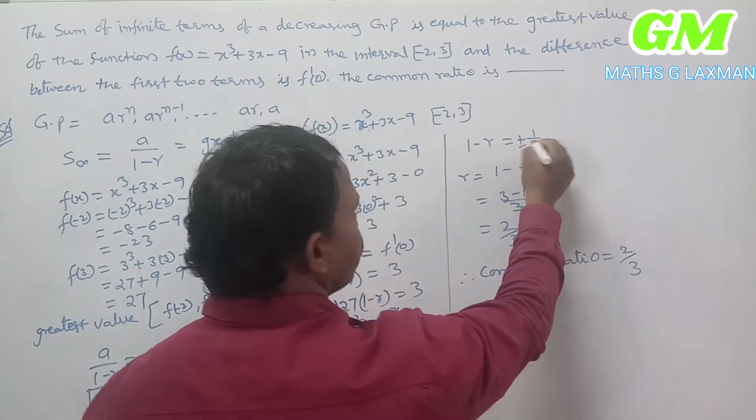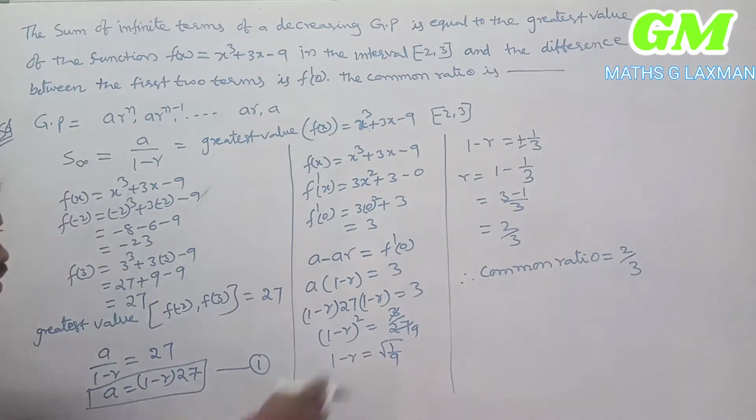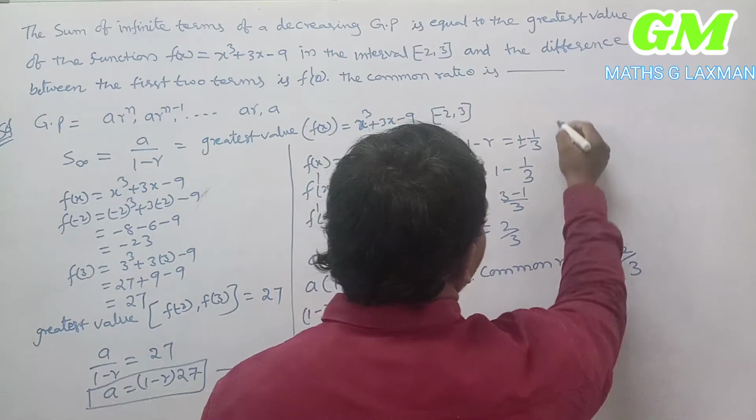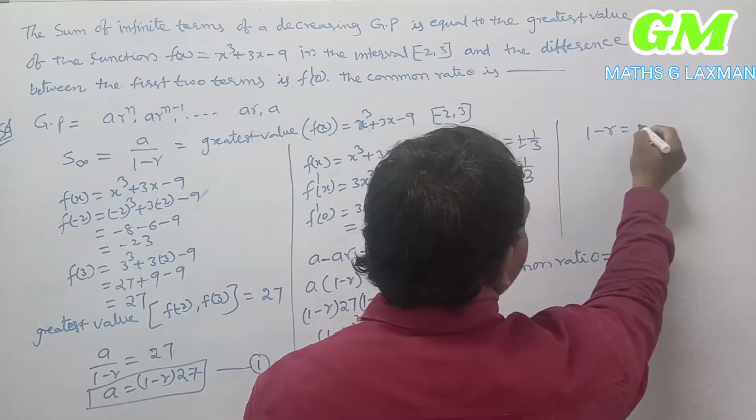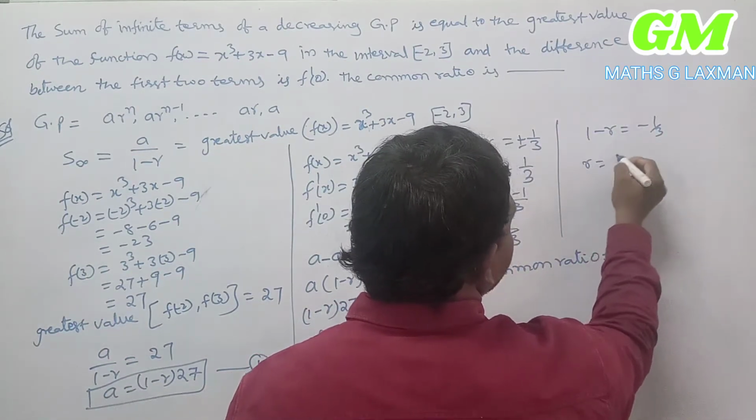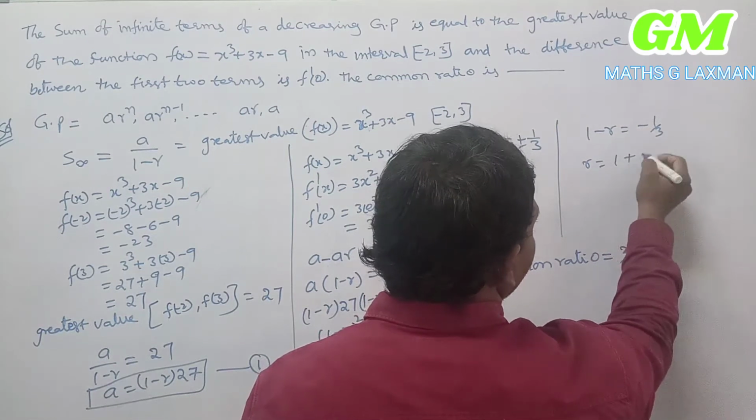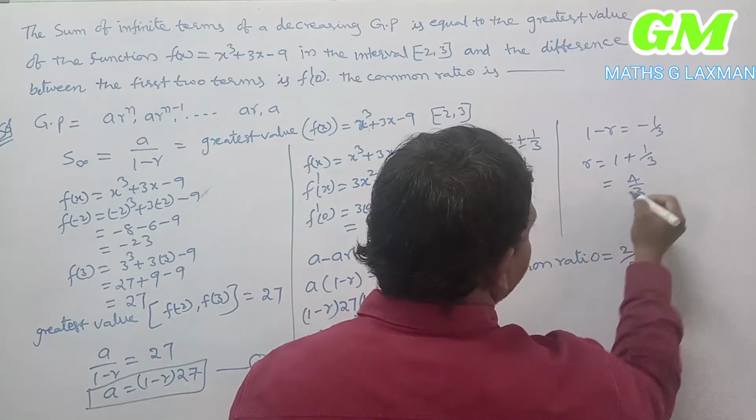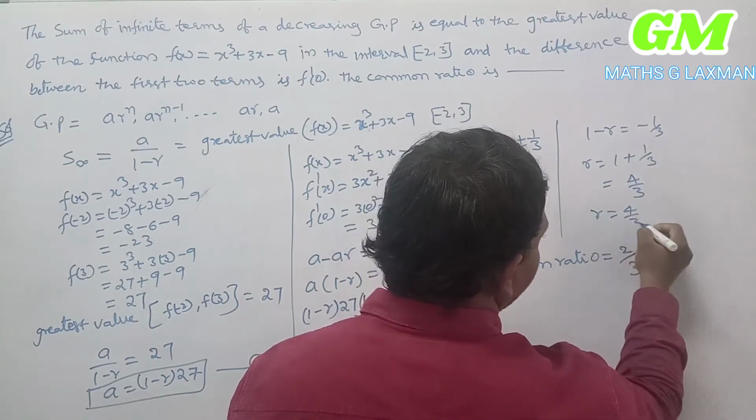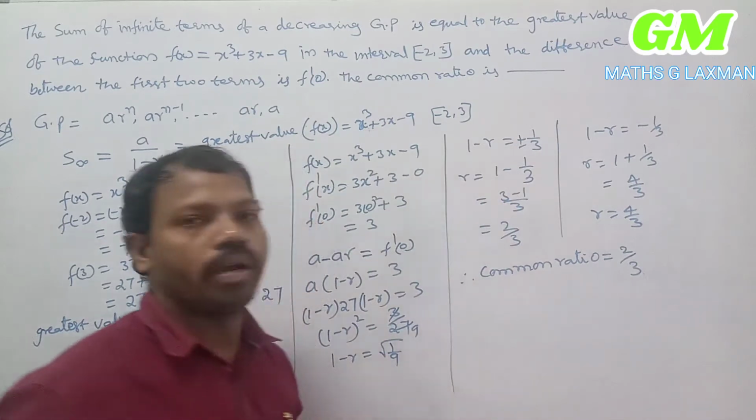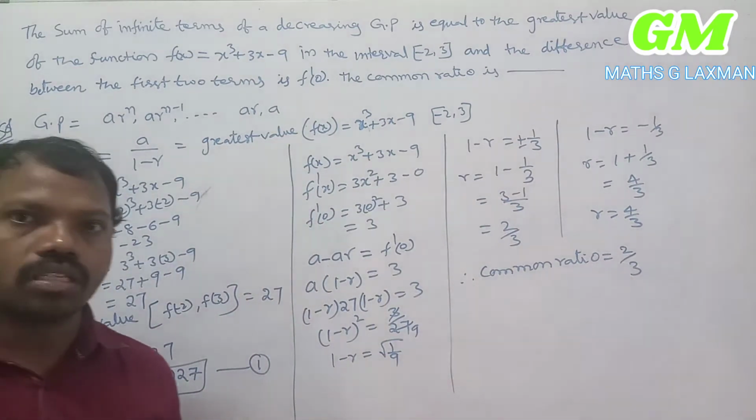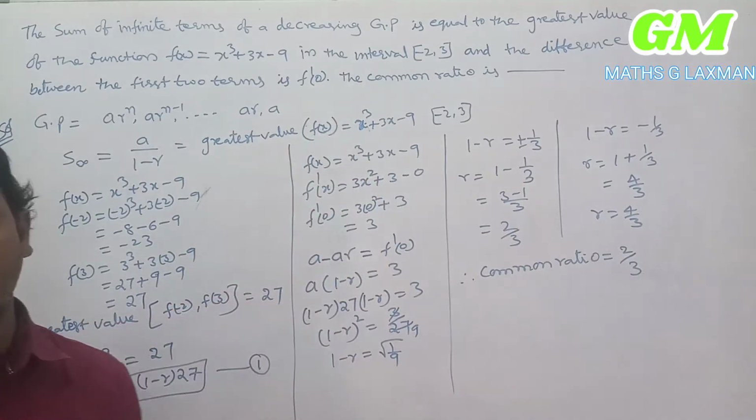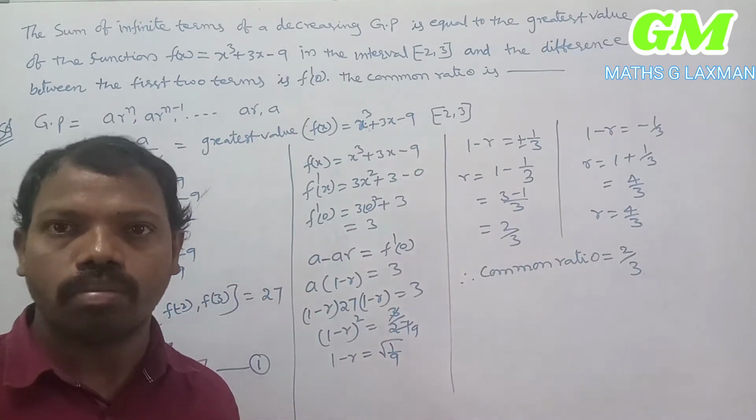When we remove the root, we get plus or minus 1 by 3. If you take the positive value, you will get this one, or else 1 minus r is equal to minus 1 by 3. Then r is equal to 1 plus 1 by 3, so that is equal to 4 by 3. So r is either 2 by 3 or 4 by 3. Both values you will get for this question. Depending on the answer options, choose that answer. We'll see the next problem.